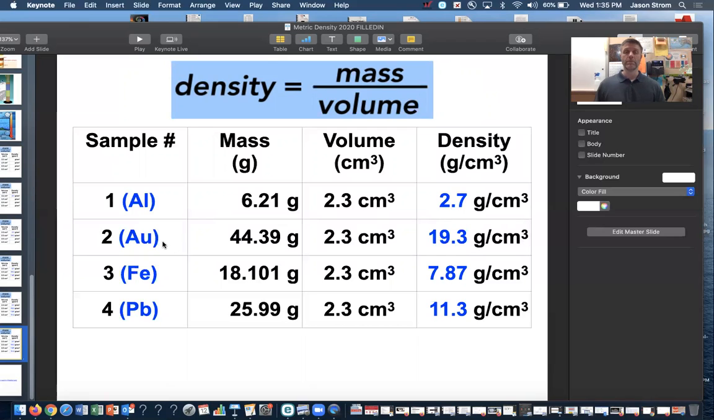Second one is gold, which is extremely dense. There aren't very many metals that are more dense than gold. I mean, there are some, but not very many. This one's iron. And this last one is lead, which is also extremely dense. Does anybody have any questions on any of these? Any slides I need to jump back to real fast?